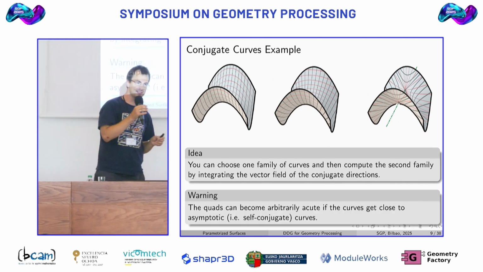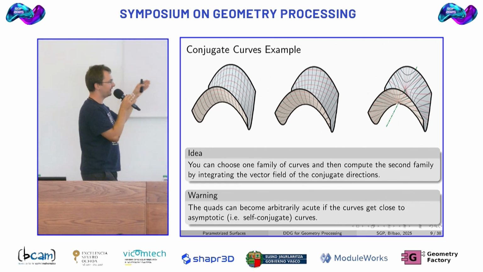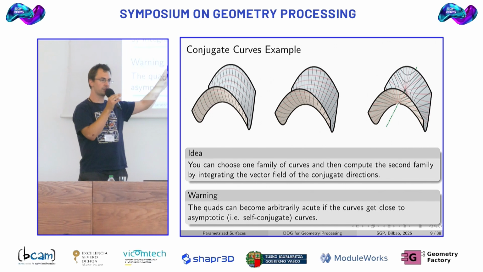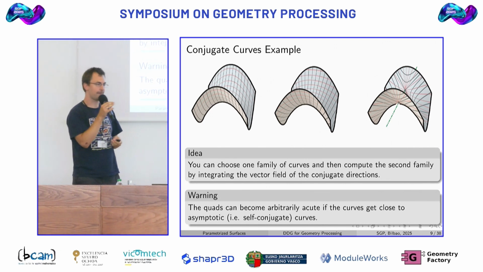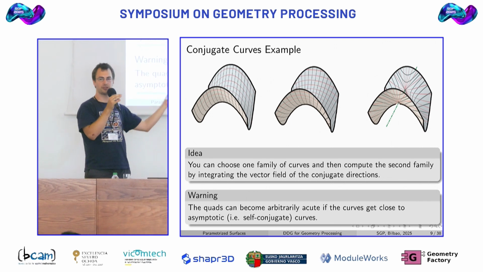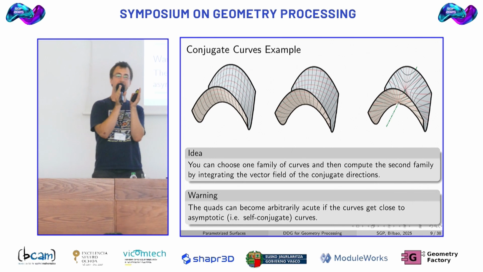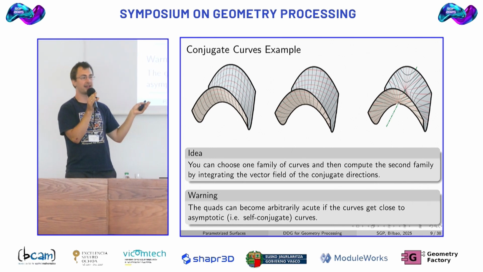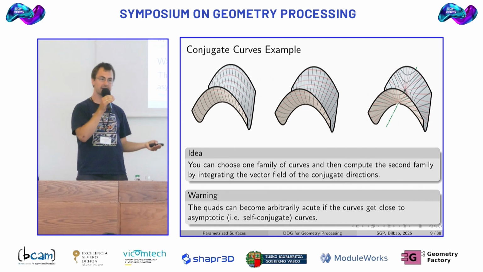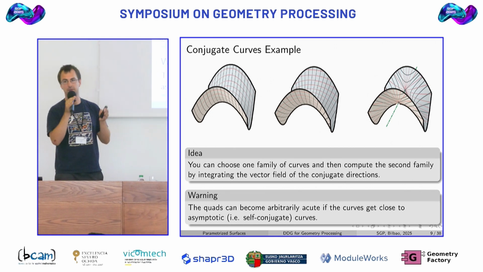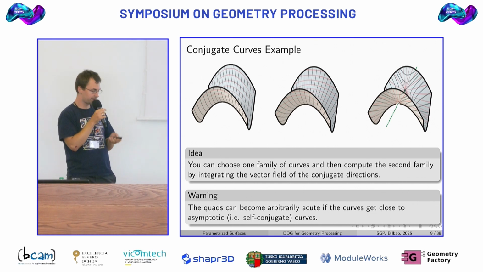However, things can go wrong. There's something you have to be careful about. If the curves that you chose first are self-conjugate, so if they are too close to the so-called asymptotic curves, then your quads can become very acute. So there are some directions in your surface that you want to avoid if you want to have a nice looking quad mesh on your surface.